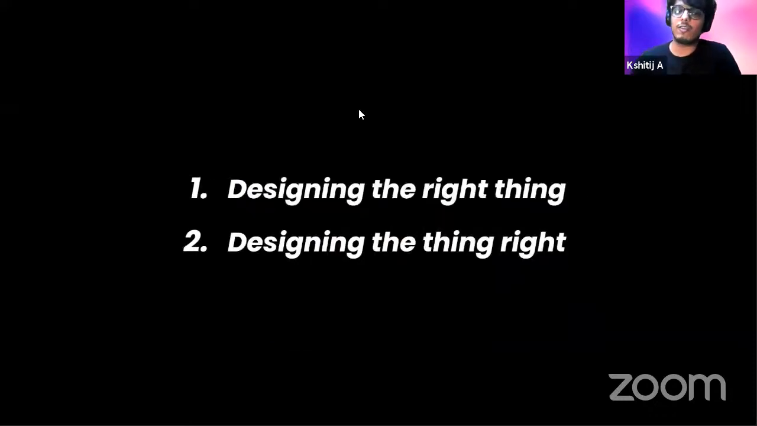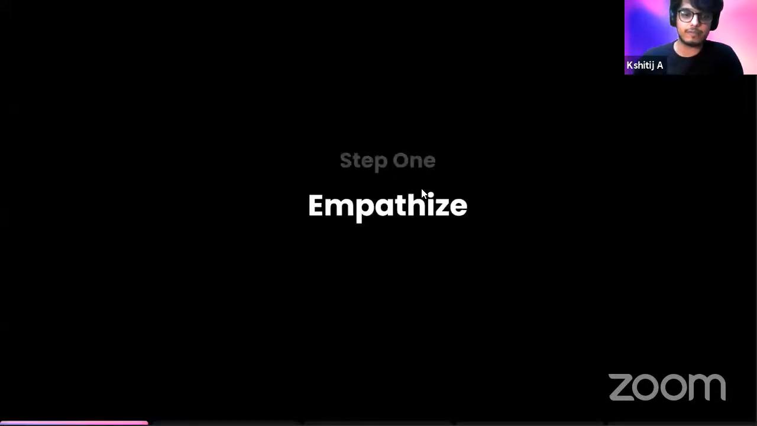Whenever you're designing or solving a problem, the first thing to keep in mind is that you're supposed to design the right thing. That means you need to find the right problem to solve instead of just going ahead and focusing on the execution part. Before you focus on doing that thing right, you're supposed to focus on the right thing. That's what the design process is: finding the right problem to solve and solving it in the right manner.